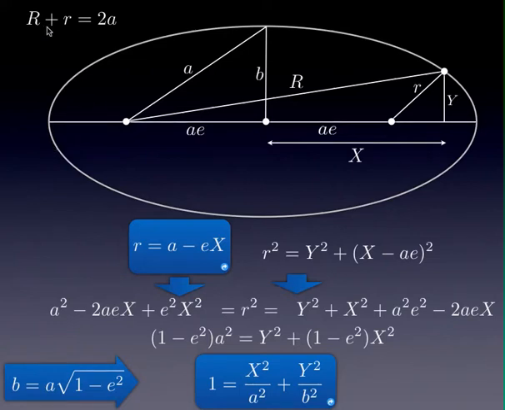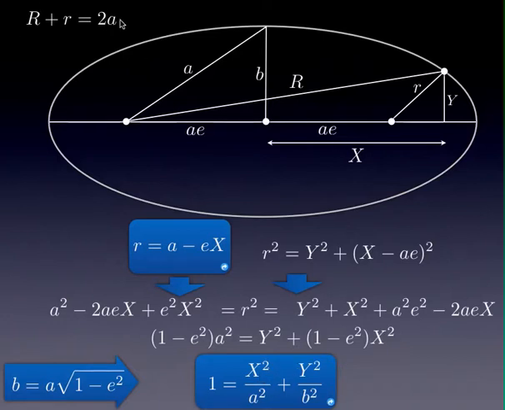In this video, we will show that the two definitions of an ellipse are equivalent. We will start with the definition of an ellipse as the set of all the points for which the sum of the distances to the two foci is constant, and end up with the second definition, which is a squashed circle.